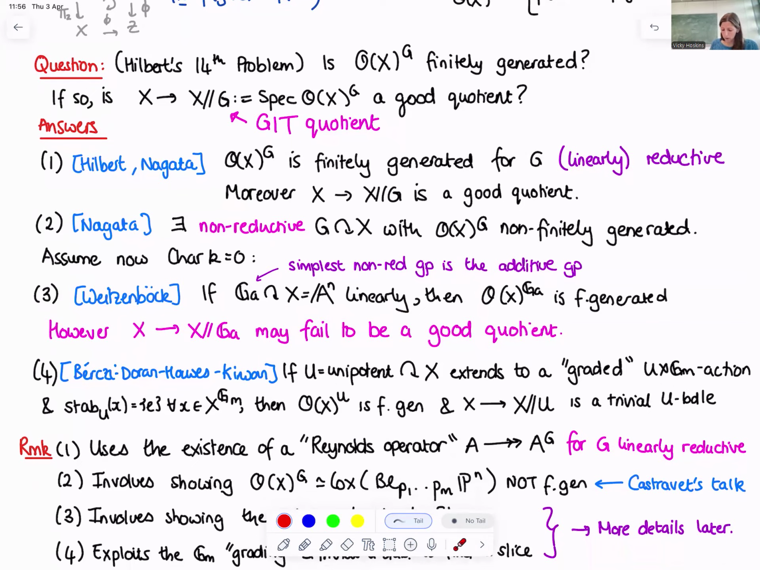But let me give the definition now of unipotent and reductive groups. Or maybe I should pause, and if there are any questions, you can already ask them now.